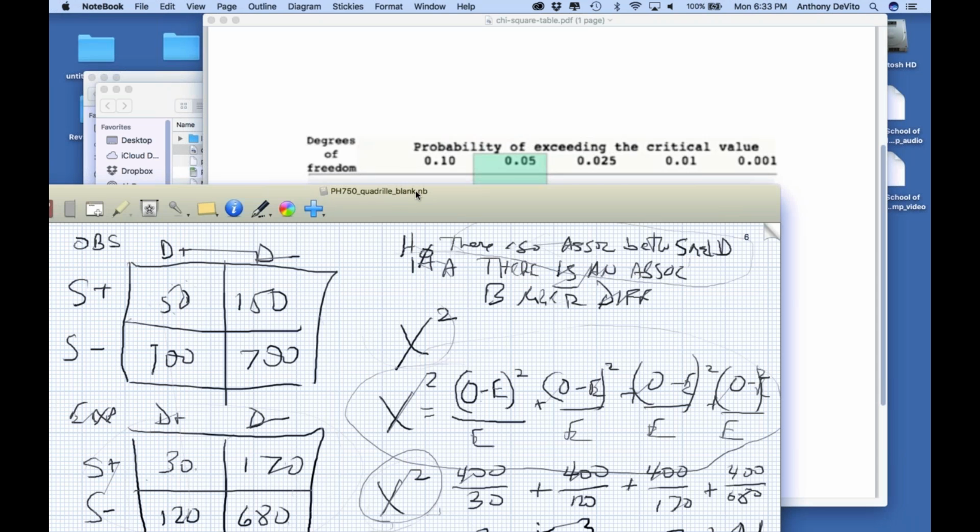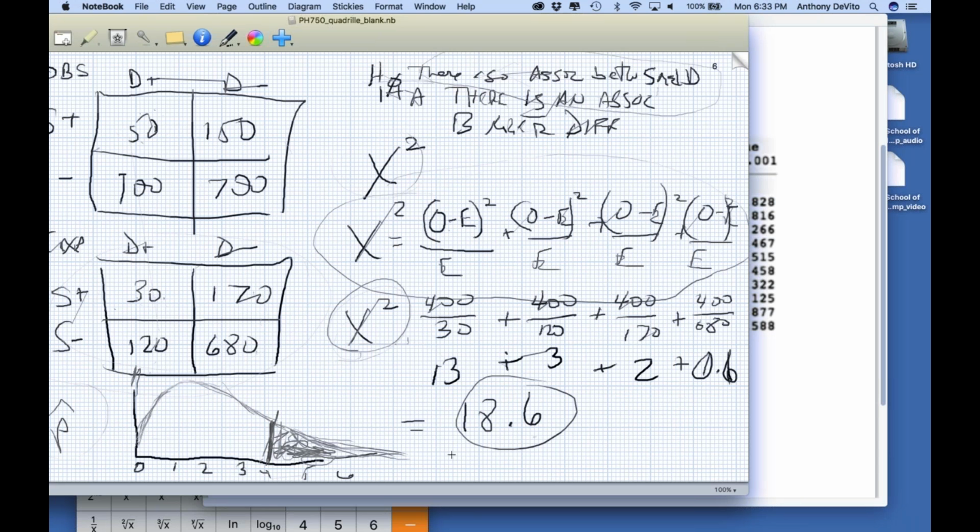Now, did we exceed our critical value of chi-square? We're all the way out here, right? It's very unlikely we would get that big a difference if there was no association between these two, if the differences were just due to chance instead of an association between lung cancer and smoking. So in this case, we would reject our null hypothesis and accept our alternative hypothesis that there is an association between smoking and lung cancer.